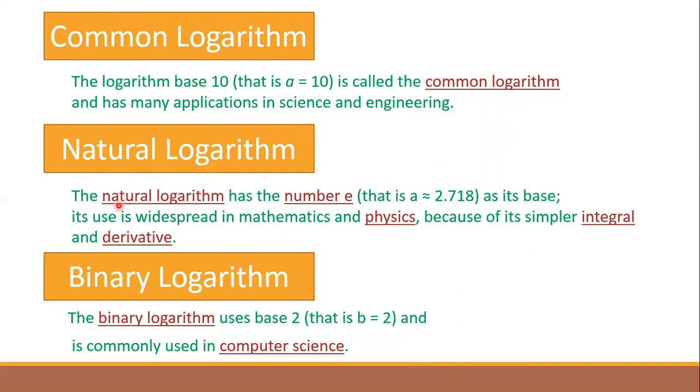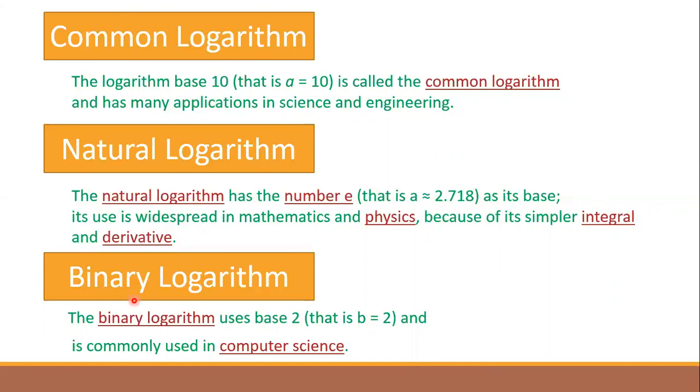And natural log: the natural logarithm has the number e as its base. It means that if the base of the log is e, whose value is approximately 2.718, then such a type of log is called natural log. It is mainly used in mathematics and physics because of its simple integral and derivatives.